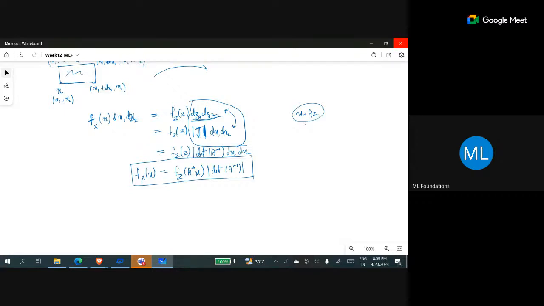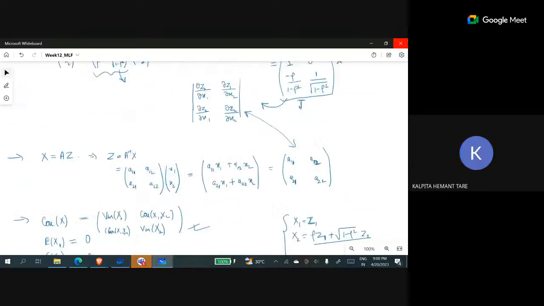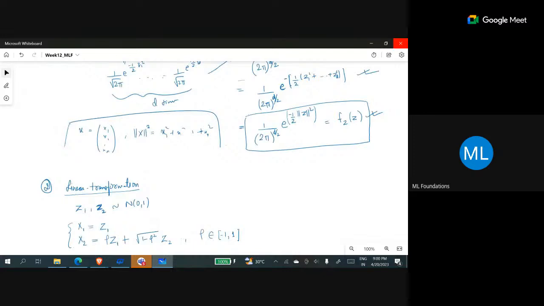Now you know what is f_Z. You have seen before what is f_Z. It was nothing but 1 upon 2 pi. If z contains a d-dimensional vector, it was 2 pi to the power d by 2. But in this case, z is just two random variables, z1, z2. So it will be just 1 upon 2 pi, and this will become e to the power minus 1 upon 2 times the norm of z squared, right?